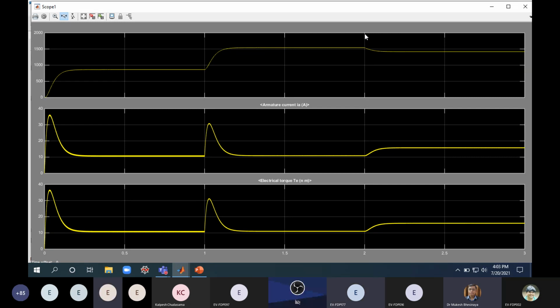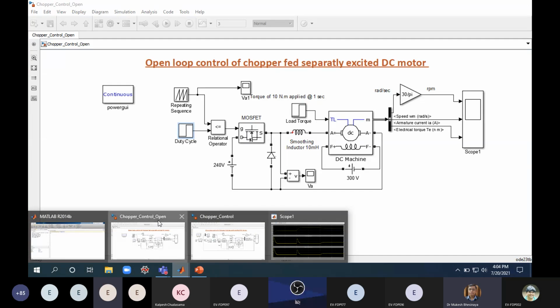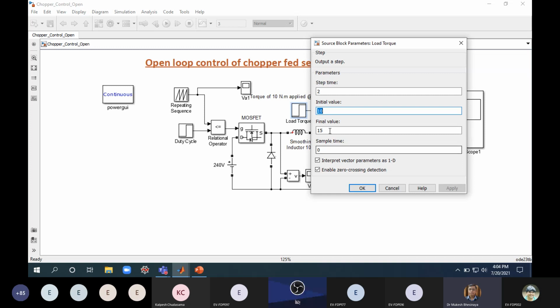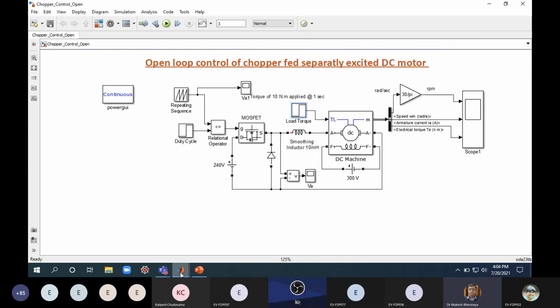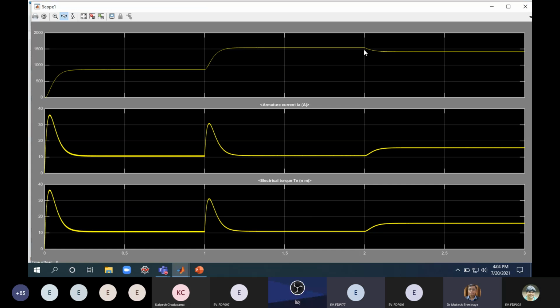Okay, and by keeping that armature voltage constant, if you give a step change in the load torque, then at this instant, if you see at t is equal to 2 seconds, here also in the simulation module you can see that I'm changing the load torque from an initial value of 10 to 15 Newton meter at t is equal to 2 seconds, then the speed will reduce for the same voltage, because I'm not doing anything with the armature voltage, right?